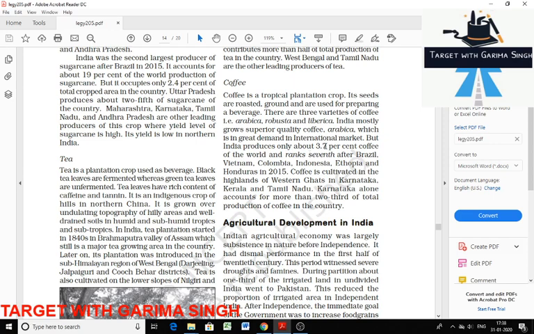Coffee. In case of coffee, India is the seventh largest producer of coffee in the world, which accounts for about 3.2% share. Karnataka is the largest producer of coffee, producing more than 66% of India's total coffee.